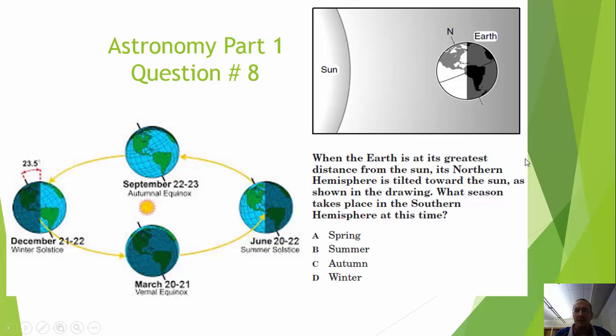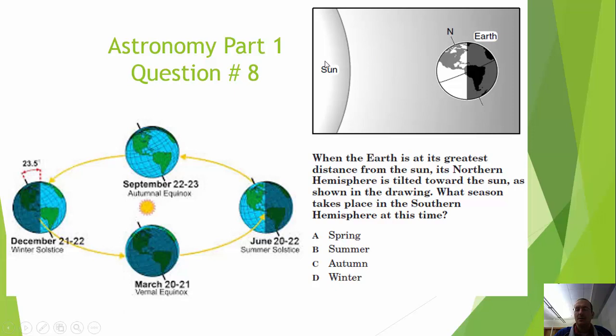When the Earth is at its greatest distance from the sun, its northern hemisphere is tilted towards the sun, as shown in the drawing. What season takes place in the southern hemisphere at this time? This question is actually asking you a couple basically different things at the same time. Sometimes with the larger amount of readings, it's easier just to read the last sentence to understand exactly what it's actually asking. Right now, it's asking what season takes place in the southern hemisphere at this time.